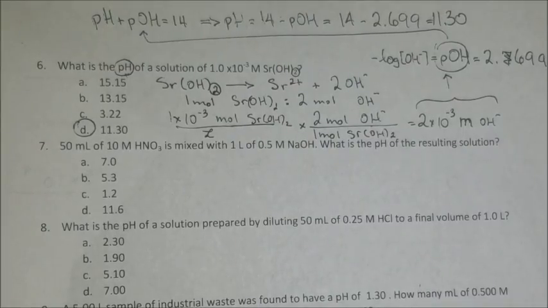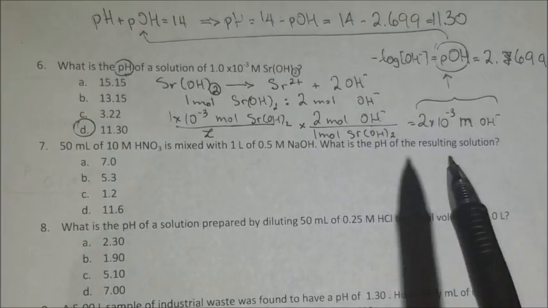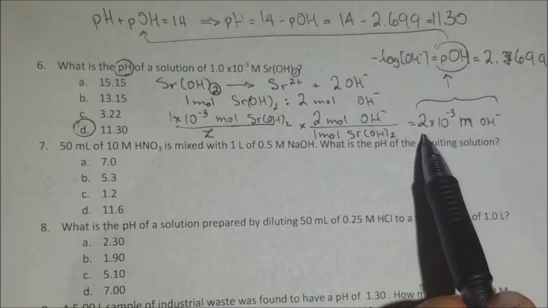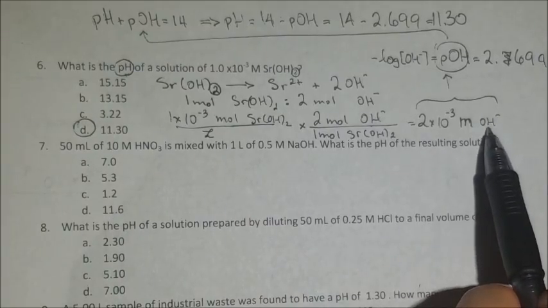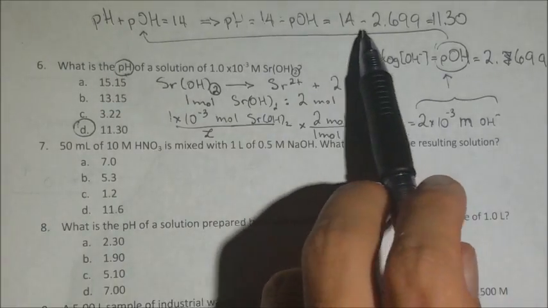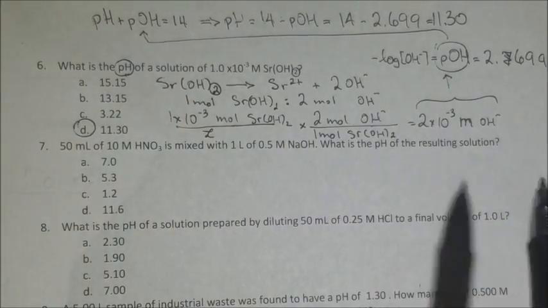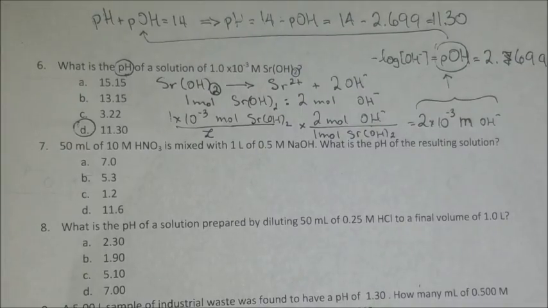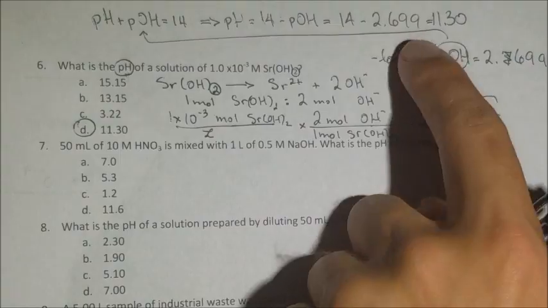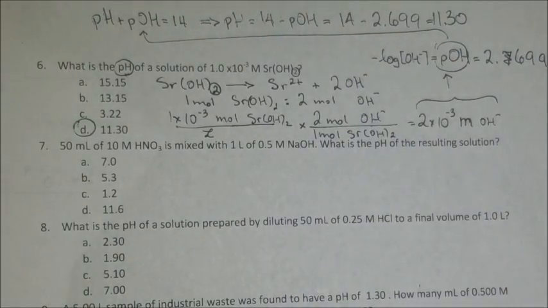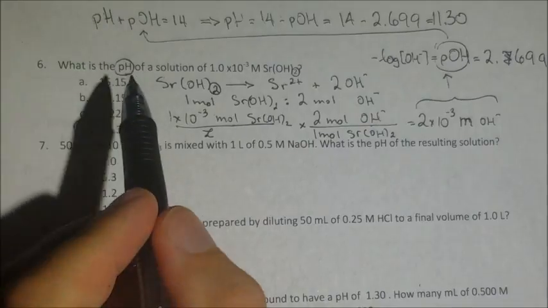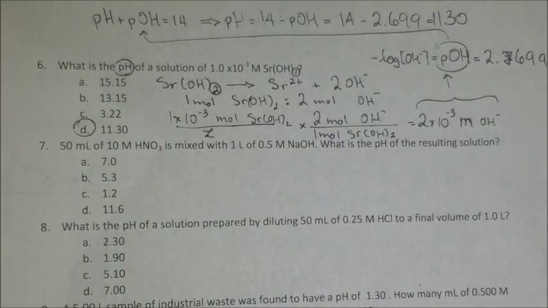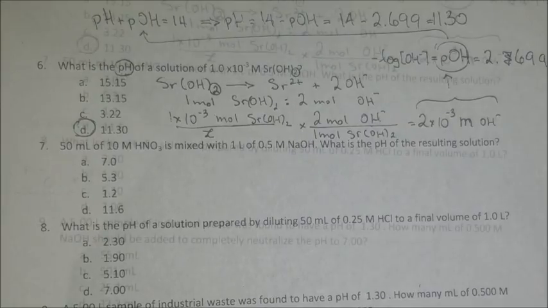So you just go ahead and choose by your preference, but always make sure you're careful to take note of what you're taking the negative log of. If you take the negative log of this, you're getting the POH, and then you have to do this process. If you use the KW equation and solve for the hydronium concentration and take the negative log of that, don't do this extra step, because when you take the negative log of the hydronium concentration, that already gives you the pH. So the answer you'll get is already pH, and they both should give you 11.3. And so 11.3, or D, is the correct answer for number 6.